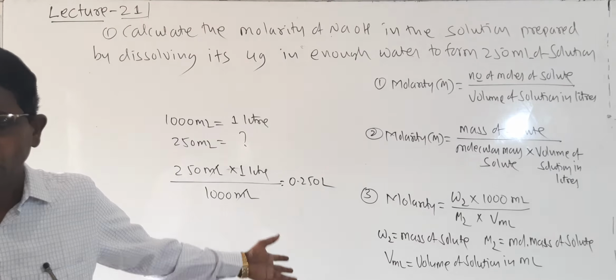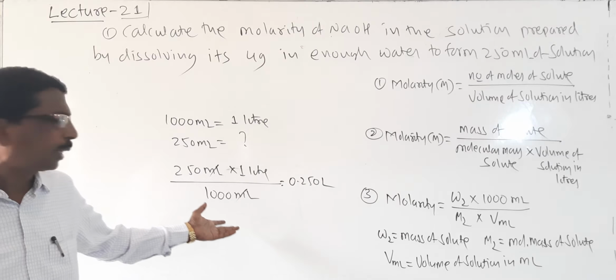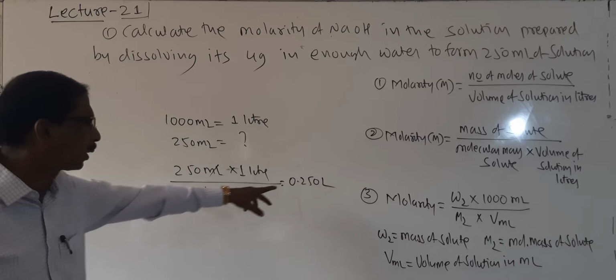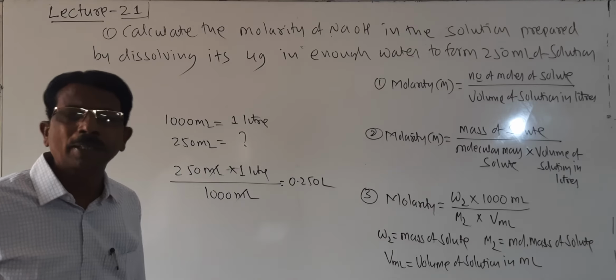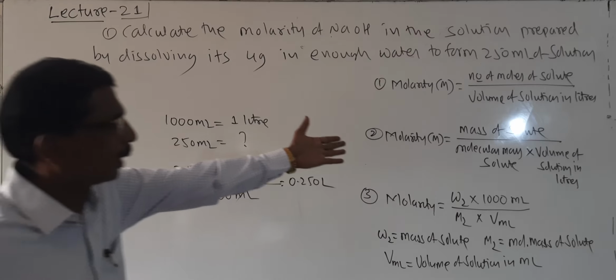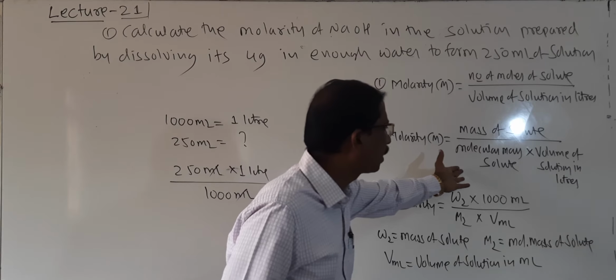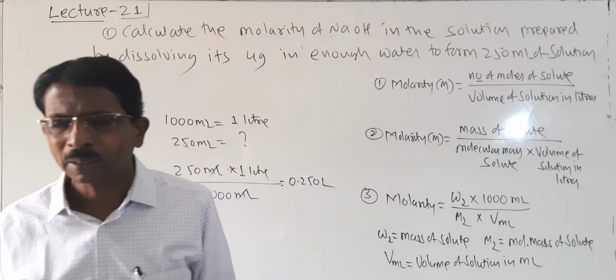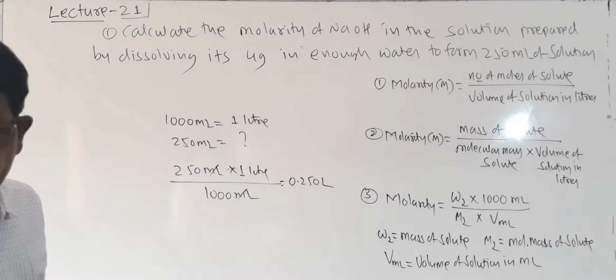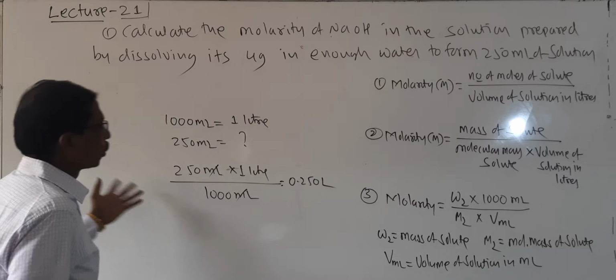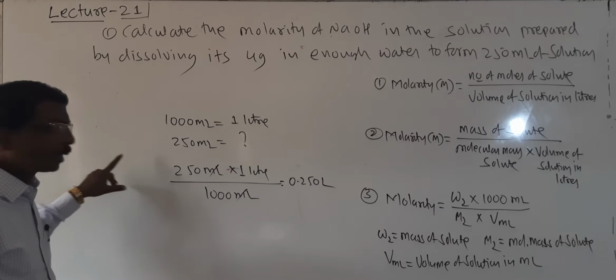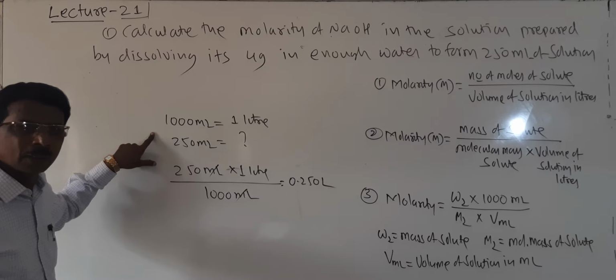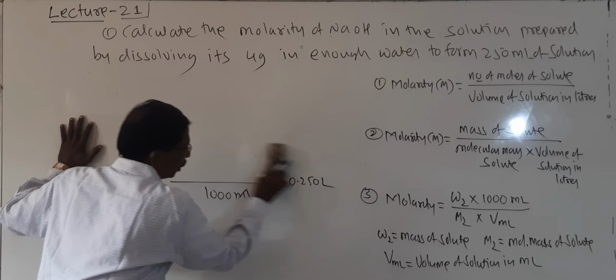So you may solve like this also. Otherwise you take the second formula: mass of solute divided by molecular mass of solute into volume of solution in liters. Again I will take the volume of solution in liters. Now, is it clear? Now I will go for this solution.